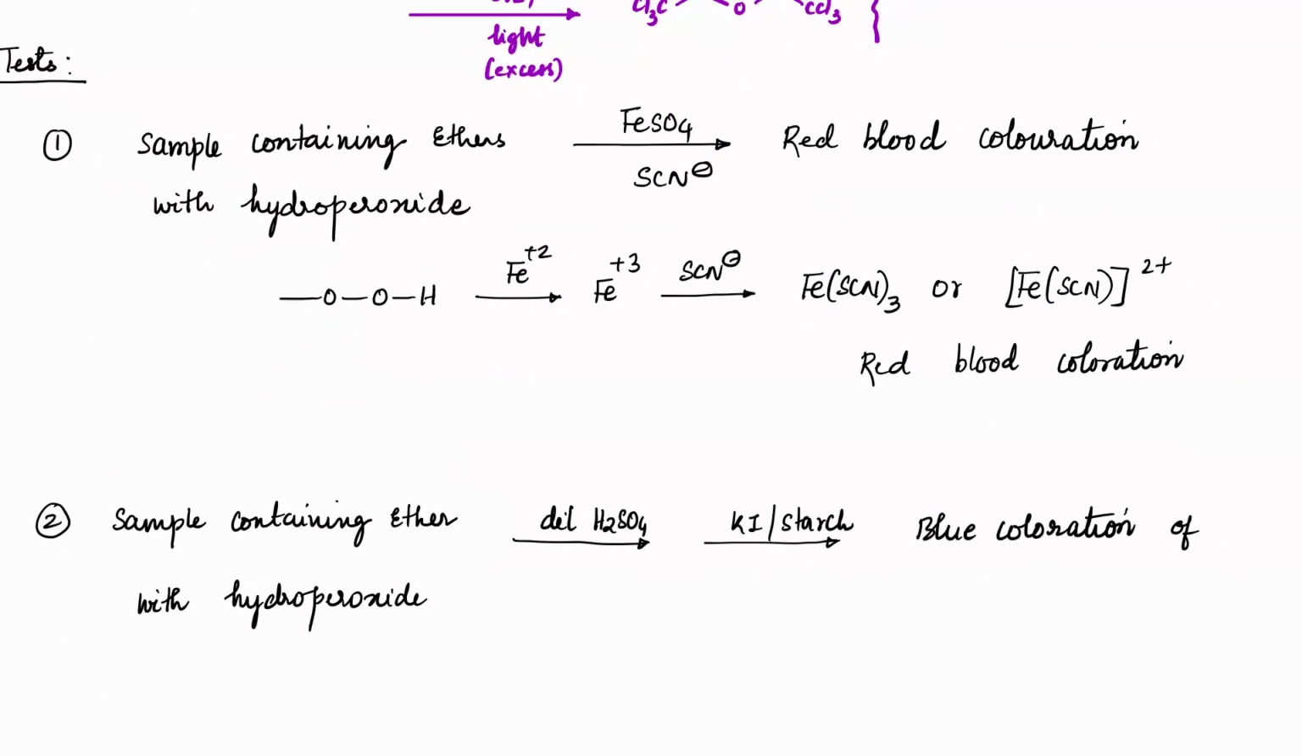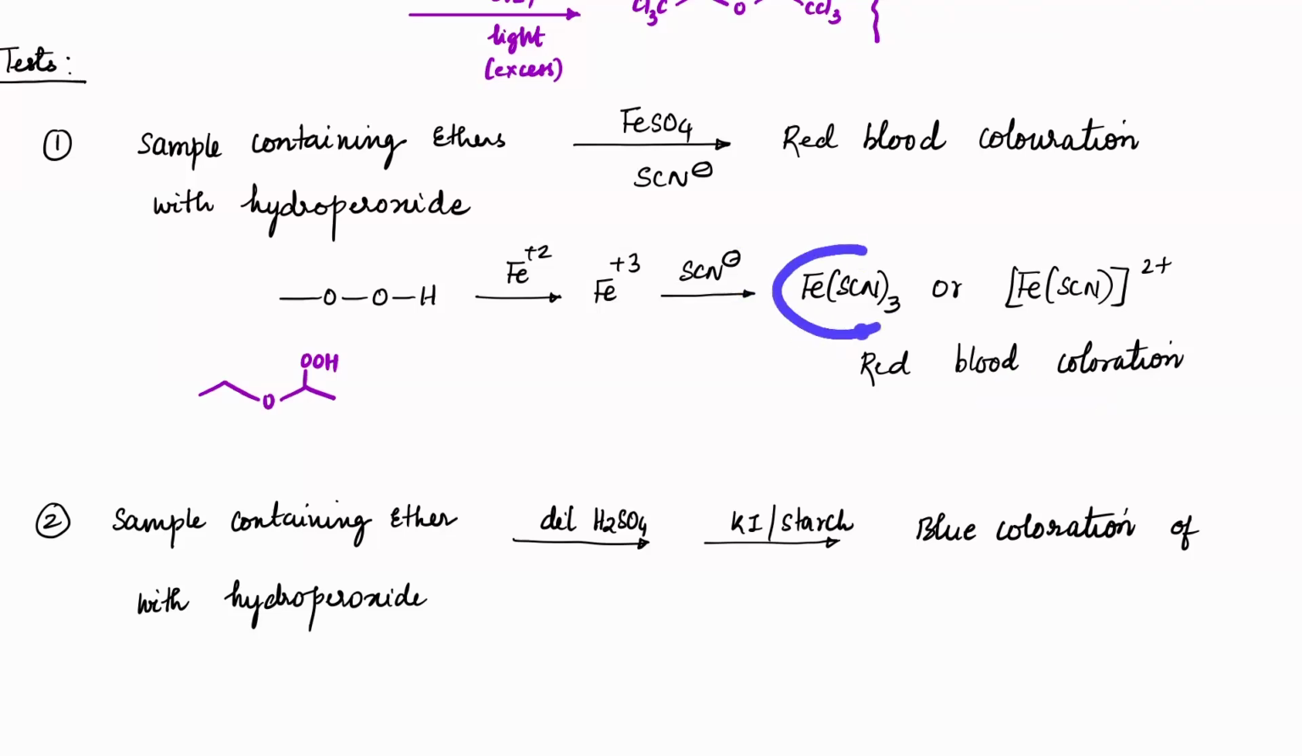Ethers can be tested very easily by using FeSO4 followed by SCN minus. Basically, if you have any hydroperoxide group, which is present in ethers like this as OOH, correct? When you react with Fe+2, the peroxide oxidizes Fe+2 into Fe+3. And once you get Fe+3, on reaction with potassium thiocyanate it will convert into a red color solution.